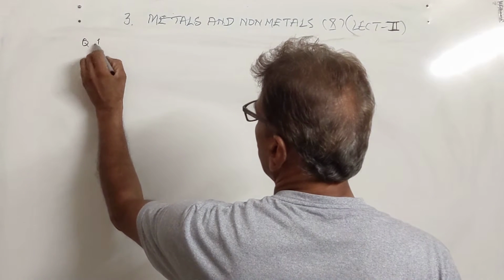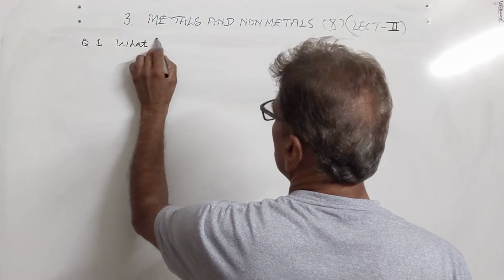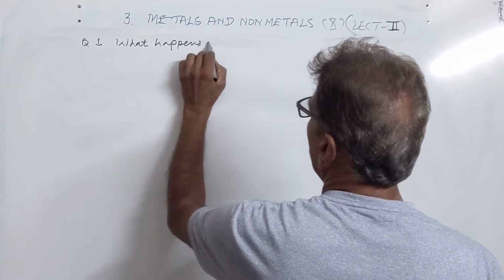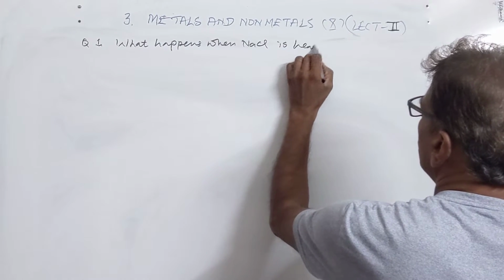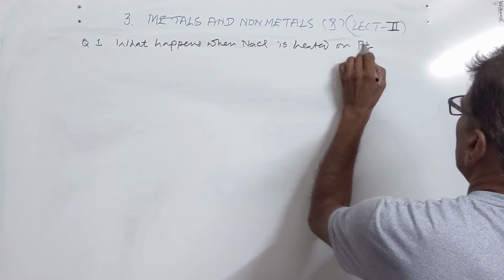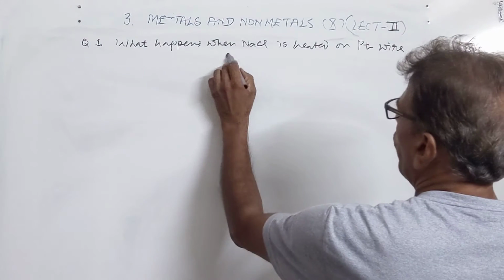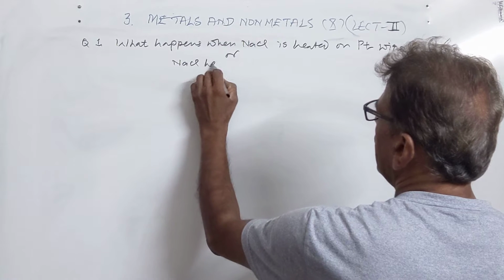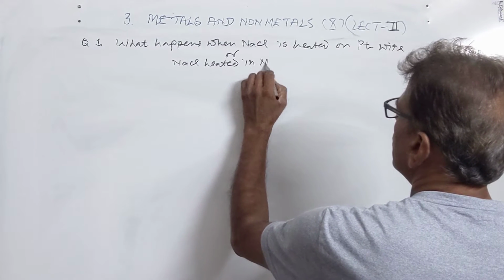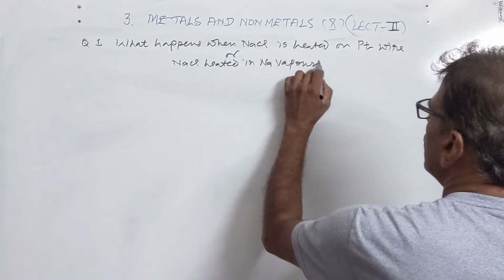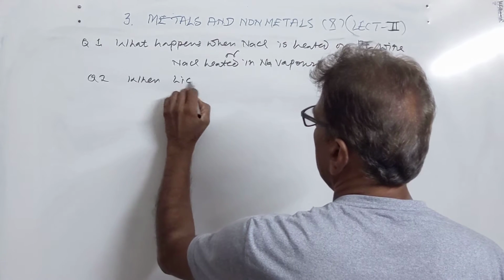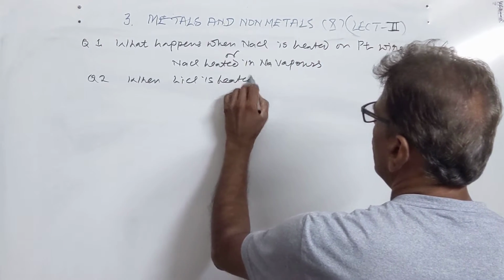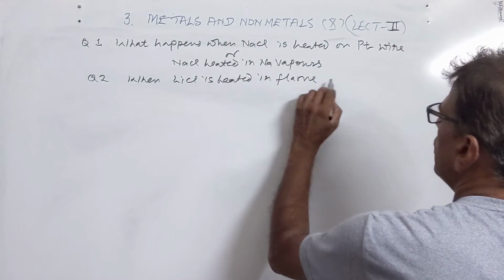So we are having important questions. Question number 1 is, what happens when NaCl is heated on platinum wire, or NaCl heated in sodium vapors? Then we have question number 2, when LiCl is heated in flame on platinum wire.